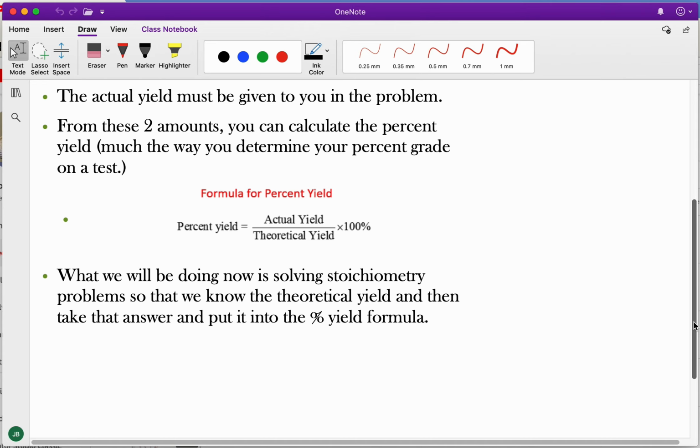So now we're going to mix doing some stoichiometry problems and then using that information to help us determine the percent yield for a particular reaction.